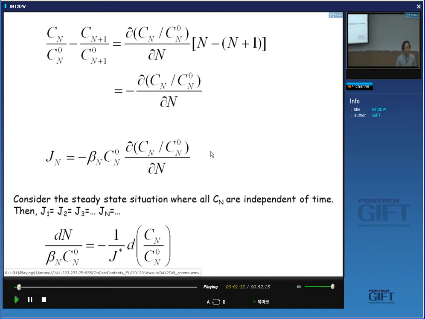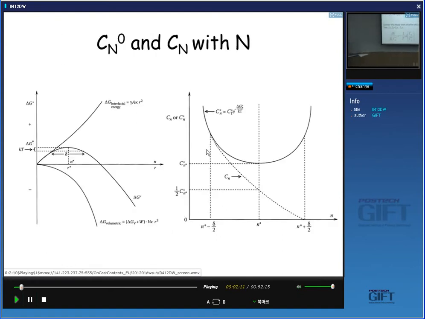For the integration of dn, it is obvious because n is the number of atoms inside of the cluster. So the integration interval will be 1 to infinity. Then the problem is, what is the corresponding integration interval for this variable Cn divided by Cn naught? In the previous class, we have derived that Cn naught is given by C1 naught exponential minus delta Gn over kT.